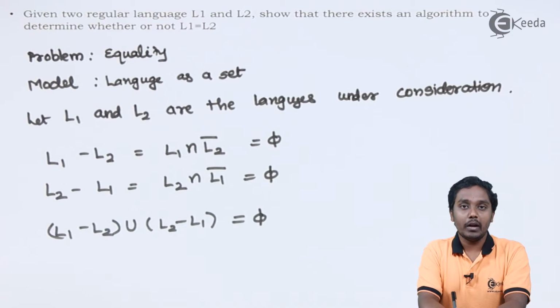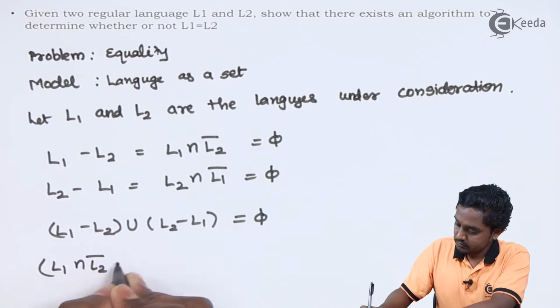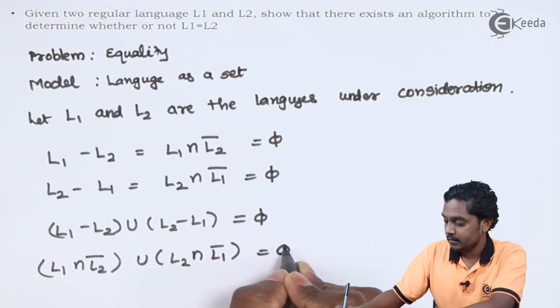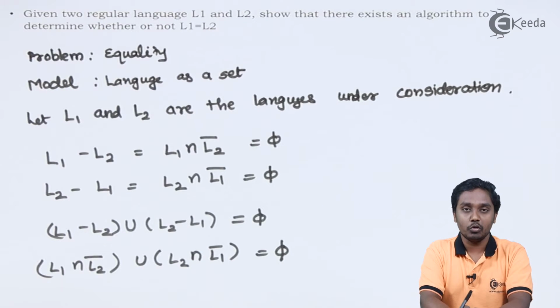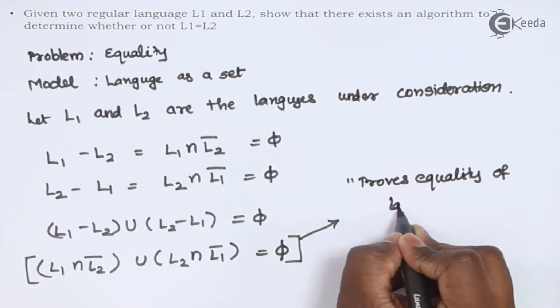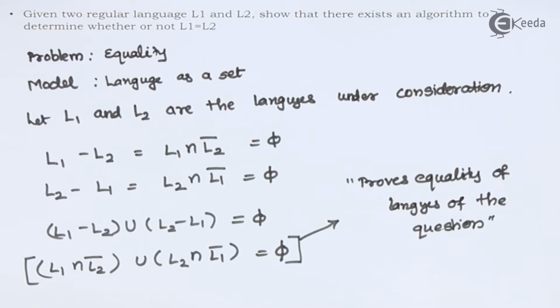And hence, to prove the equality of two languages L1 and L2, the only thing that we have to prove is that L1 intersection L2 the whole complement union L2 intersection L1 the whole complement is a null set. Here we have used set theory to prove that the set L1 of language 1, the set L2 of language 2 are equal.